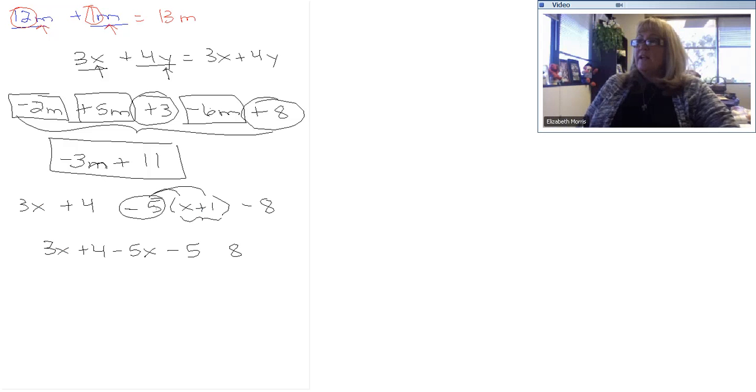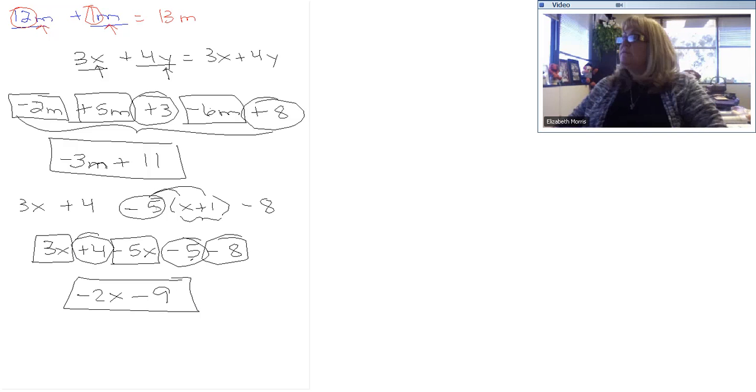Now I can look at like terms. Positive 3x and negative 5x, subtract and keep the sign of the larger. 4, negative 5, and negative 8 are all numbers. 4 and negative 5, subtract and keep the sign of the larger would give me negative 1. And negative 1 and negative 8 add and keep the sign, negative 9. And there we have it.